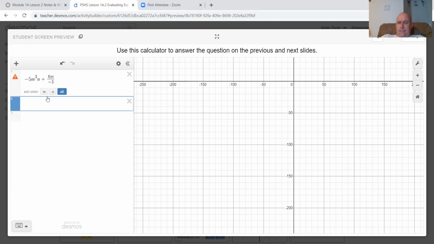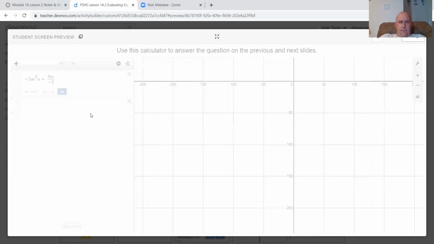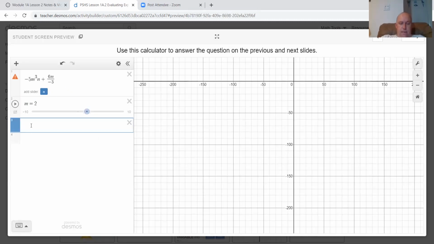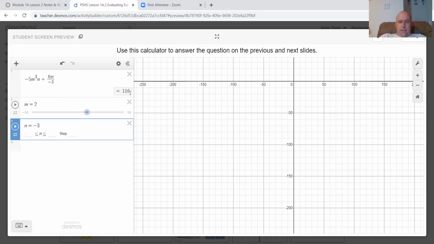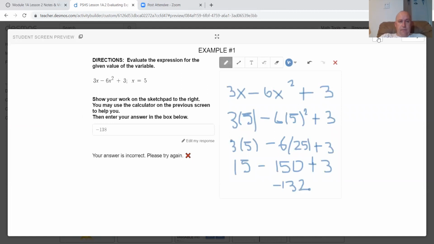Now you will see there's actually sliders here on this question. So if we use things that are not x and y, there is an alternative way we can do this question, which is really easy. So let's do that first. We can put in m equals 2, and we can put in n equals negative 3. And look, it gives you the answer straight away, 116. So all we literally had to do was type in the question and type in exactly what the variables are. So that makes this question even easier if you don't have x and y. If you do have x and y, you could just change the letter here.